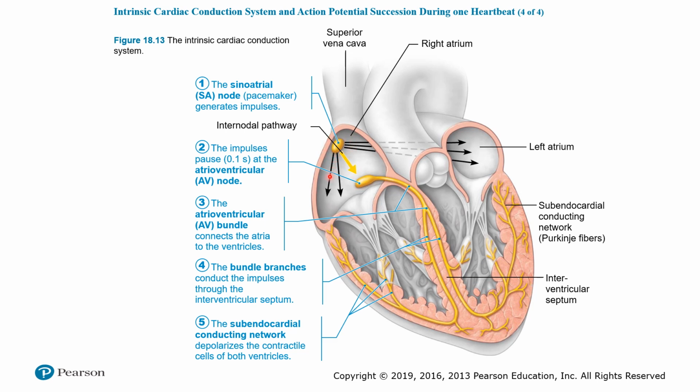All right, so this pacemaker generates electrical impulses. These electrical impulses spread over the atria. They also go to the left atrium, as these arrows are telling you, and then there is a pathway known as the internodal pathway.